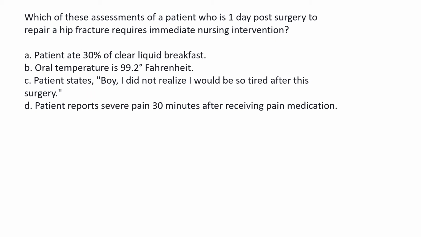Which of these assessments of a patient who is one day post-surgery to repair a hip fracture requires immediate nursing intervention? A. Patient ate 30% of clear liquid breakfast. B. Oral temperature is 99.2 degrees Fahrenheit. C. Patient states, "Boy, I did not realize I would be so tired after this surgery." D. Patient reports severe pain 30 minutes after receiving pain medication.